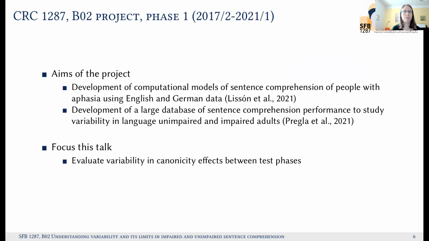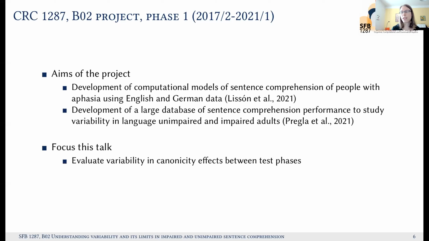We carried out a large project in which we investigated sentence comprehension in people with aphasia by developing computational models and a large database of sentence comprehension performance in aphasia. And we think that this database might be suited to investigate the question whether people with aphasia can show reductions in canonicity effects because we expose the same participants multiple times to the same sentences. And therefore, the focus of this talk will be to evaluate the variability in canonicity effects between test phases.